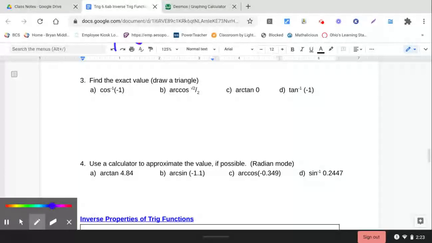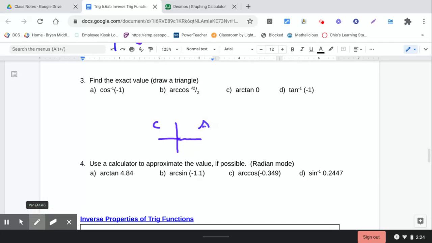All right, so we're going to draw these triangles in the correct quadrant. I want to start with B. I know I'm going to do these in a weird order just because. So arc cosine of root 2 over 2. So again, I want you to think about CAST. Nothing ever in the third quadrant when we're dealing with inverses. And it's positive. We're doing arc cosine, but it's positive. So that's going to be here in the first quadrant.